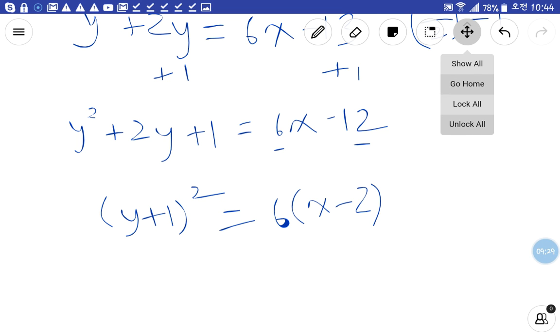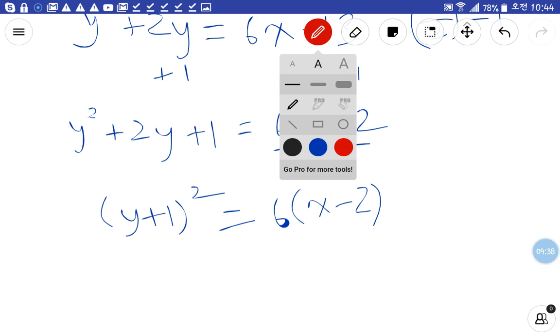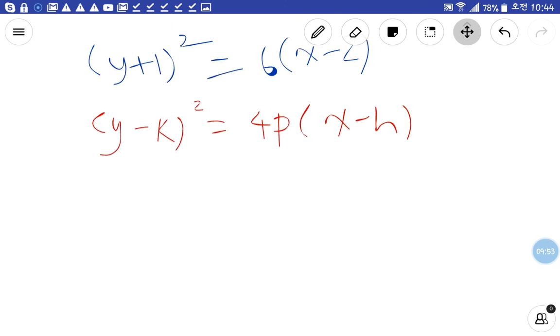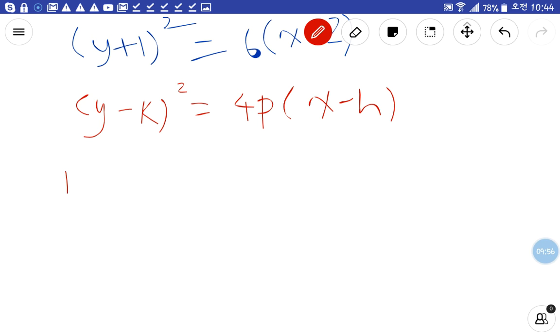Okay, I can get my vertex easily. Which one is going to be my vertex? H and K, right? So what was my form? y minus k squared equals 4p times x minus h. That was my original, which is the standard equation of this parabola. Now, I can get my h, which is 2, and my k, which is negative 1. Okay, so you can get your vertex from here: 2, negative 1.